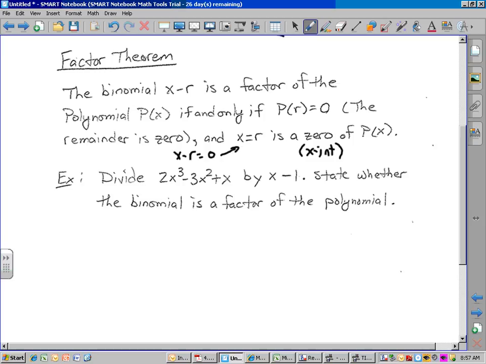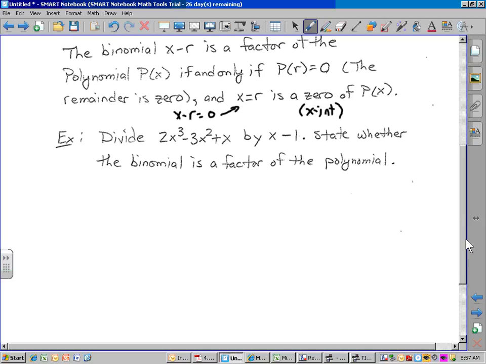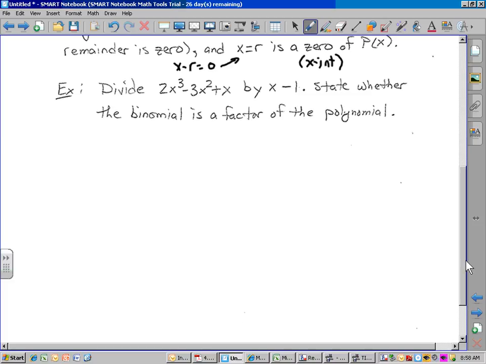All right, well, let's practice that. Okay, the next example says divide this cubic, 2x cubed minus 3x squared plus x by x minus 1. State whether the binomial is a factor of the polynomial. Well, it's a factor if the remainder is 0, so let's use synthetic division. 1. It's the opposite of the number we have here. 1. Bring down the coefficients. 2, -3, 1.